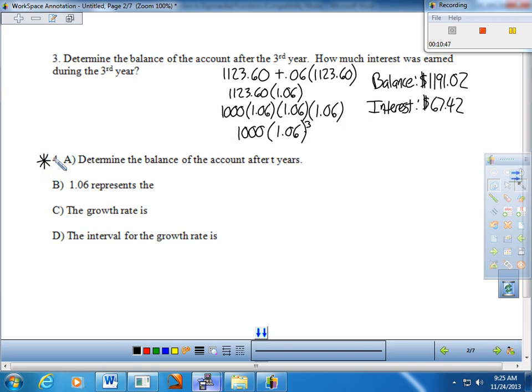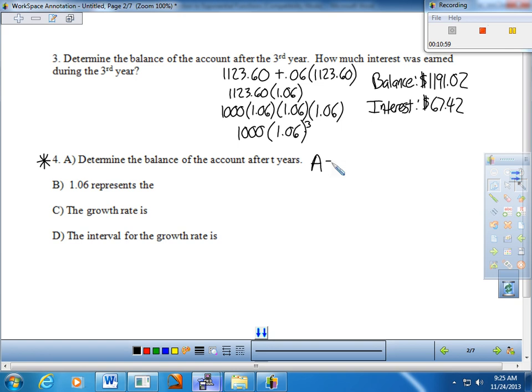Determine the balance of the account after T years. And let's see if we can see our model in action. So you could do B for balance, and typically I write it as A, so the amount, so to speak. So what do you think? What would be the balance after 10 years, 20 years, 40 years, whatever the case may be?